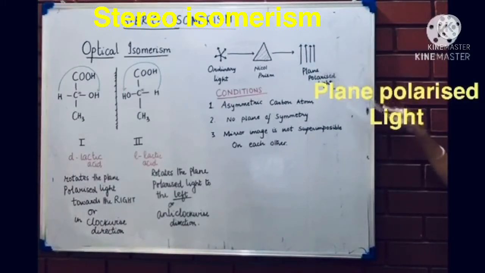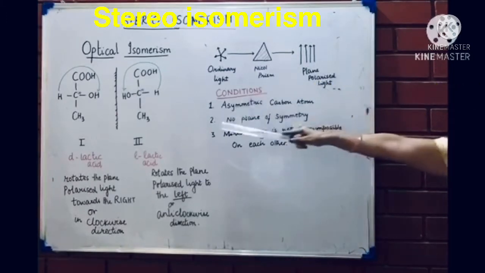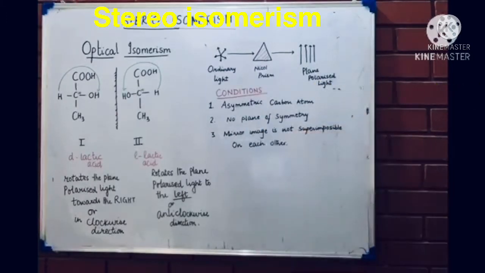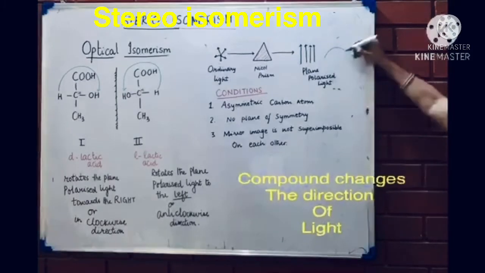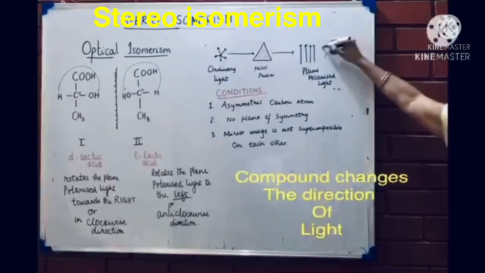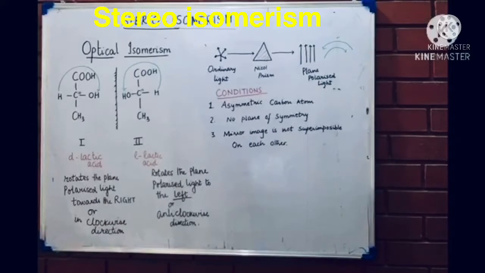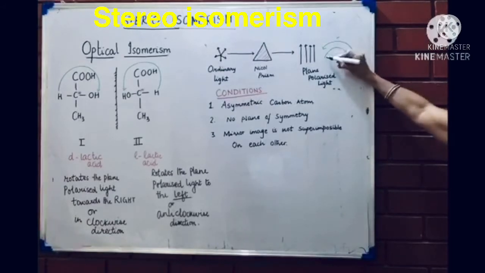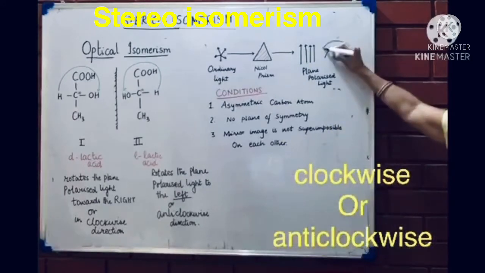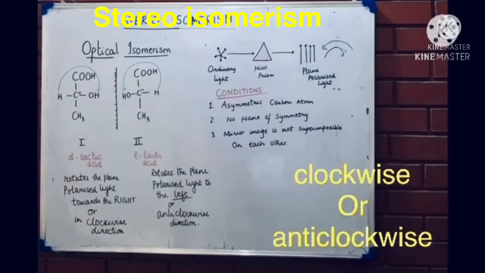When light becomes in one direction, it is known as plane polarized light. So this plane polarized light will be passed through my compound, and the compound will change the direction of this light. That is, the light will start moving either in clockwise direction or in anti-clockwise direction. When the light moves in two different directions, then we call it that the compound is optically active. That is why it has changed the direction of light either in clockwise or anti-clockwise direction.